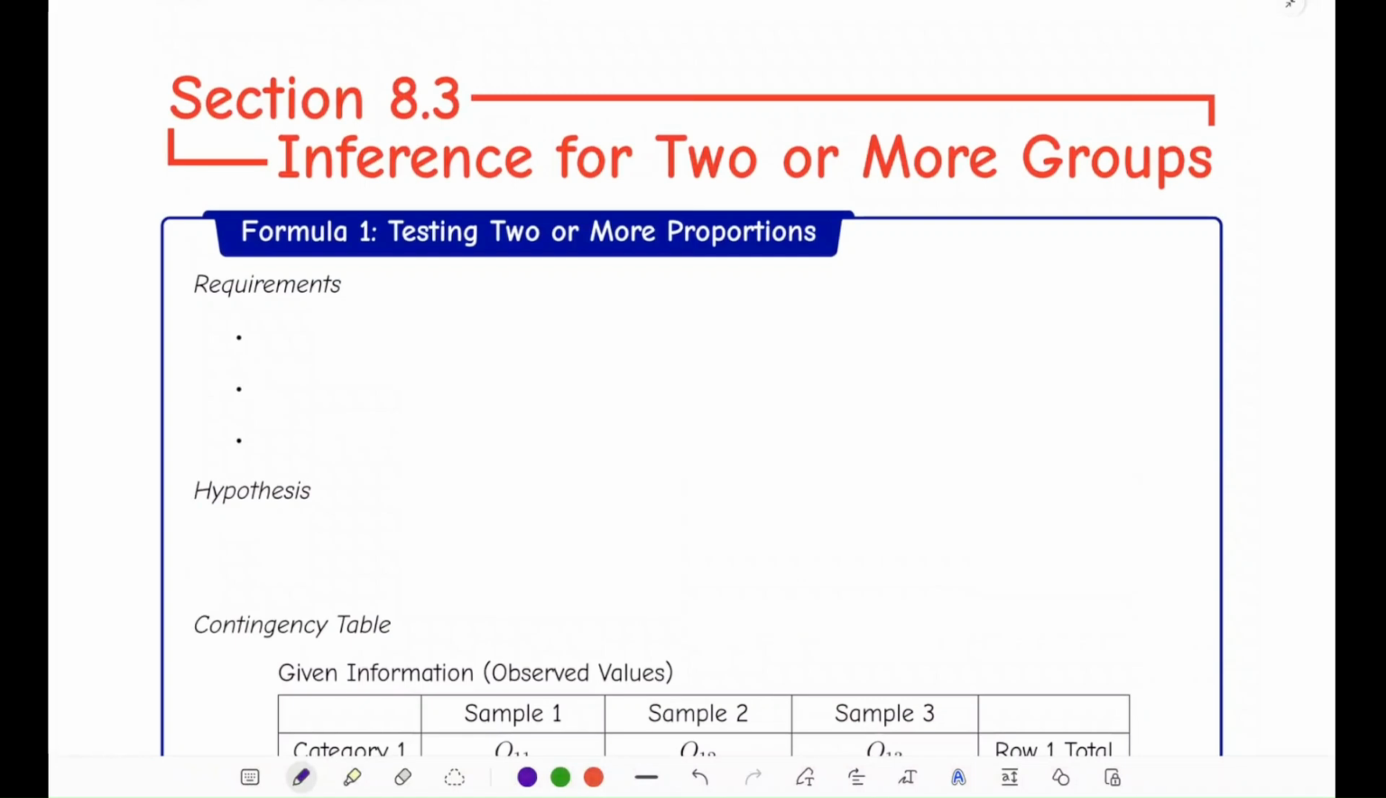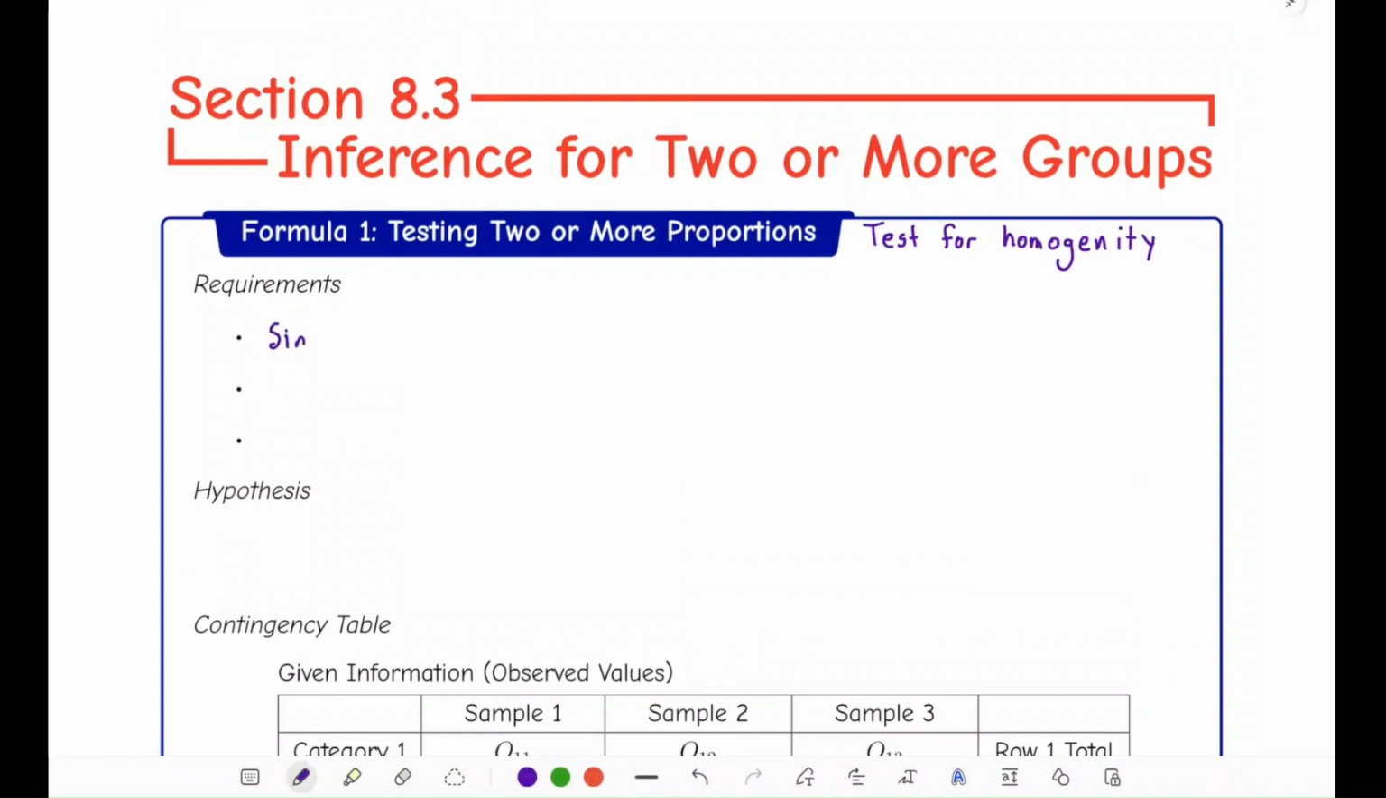Hello, this is for section 8.3, inference for two or more groups. The first test we're going to talk about is when we're testing two or more proportions. So this is the categorical analog to the ANOVA test. And sometimes this is called the test for homogeneity. Basically testing if everything is equal to each other.